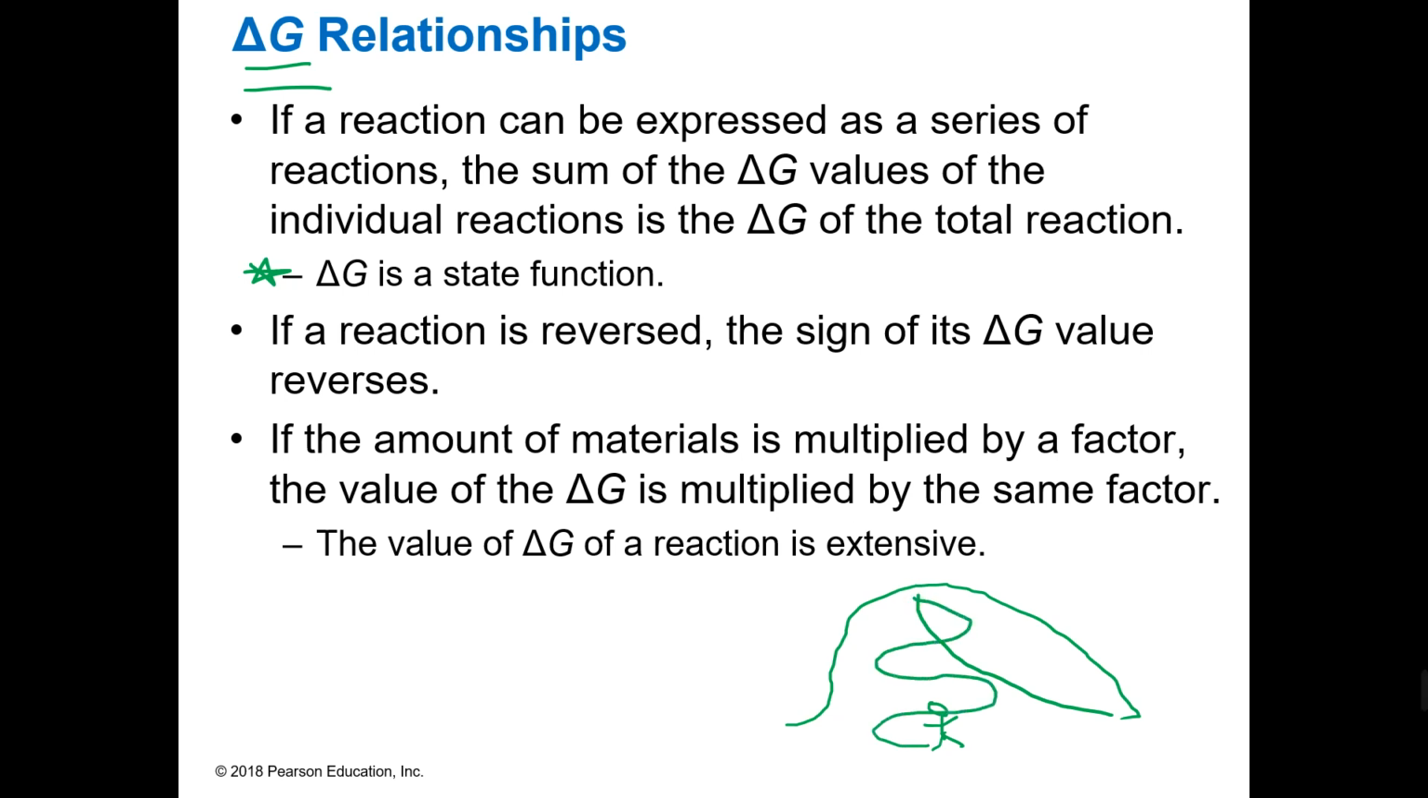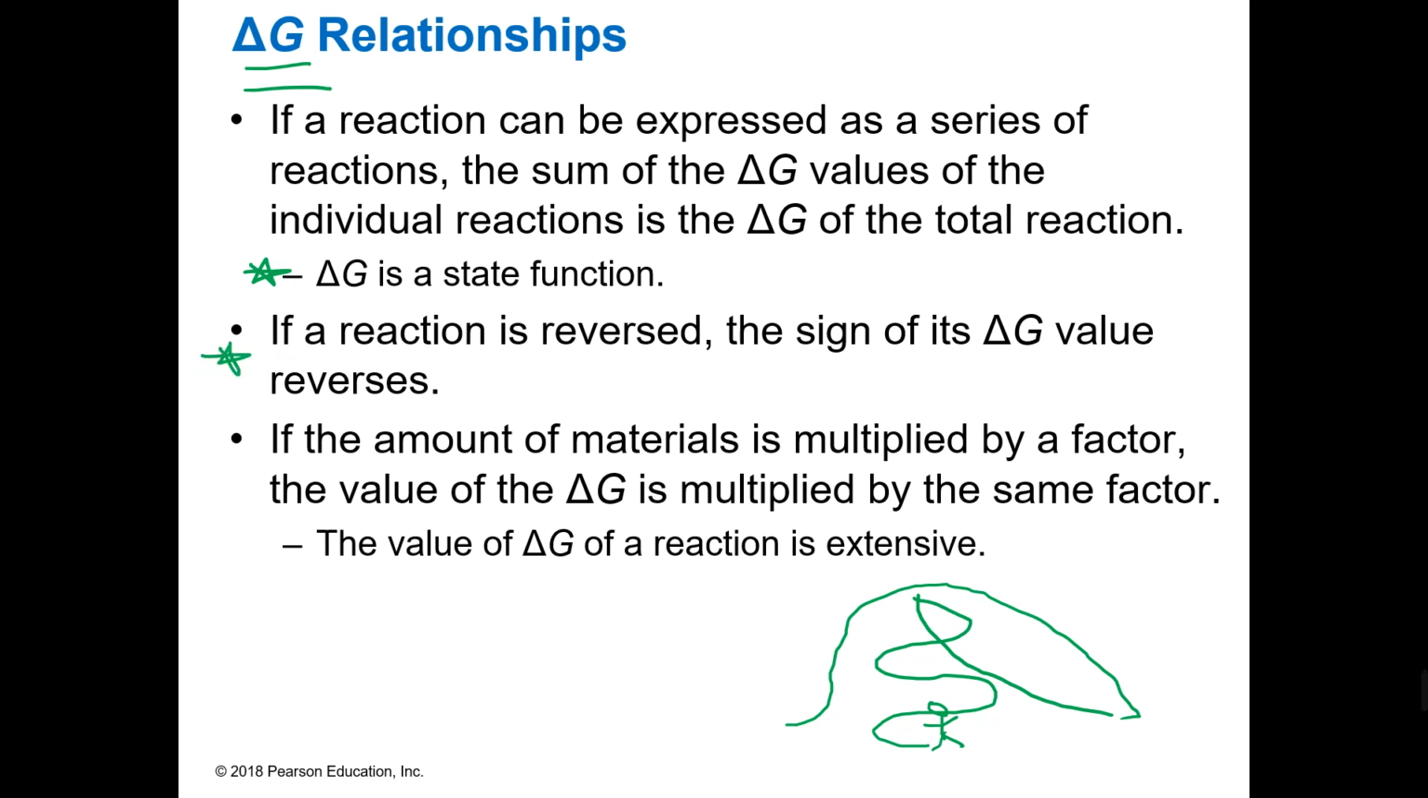Okay? In the end, the reality is all the people got from the bottom of the mountain to the same point at the top of the mountain. It didn't matter the pathway in which they got there. What matters is they just did. Okay? So just recall state function. If a reaction is reversed, the sign of delta G reverses.